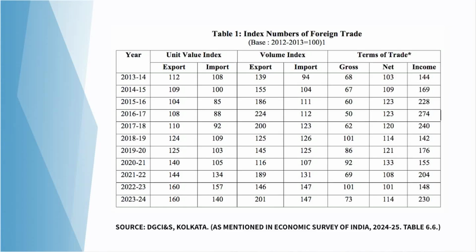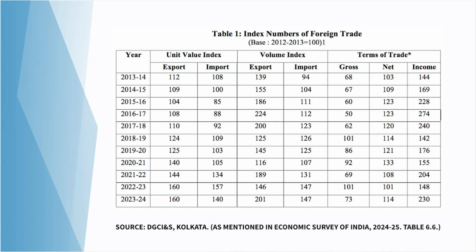First, the export index shows a consistent upward trend, increasing from 112 in 2013-14 to 160 in 2023-24. This indicates strong growth in export performance, particularly notable in the years 2018-19 and 2020-21. The import index also demonstrates an upward trajectory, rising from 108 to a projected 140 over the same period. The peak was observed in 2022-23 at 157, reflecting increased import activity in the economy.